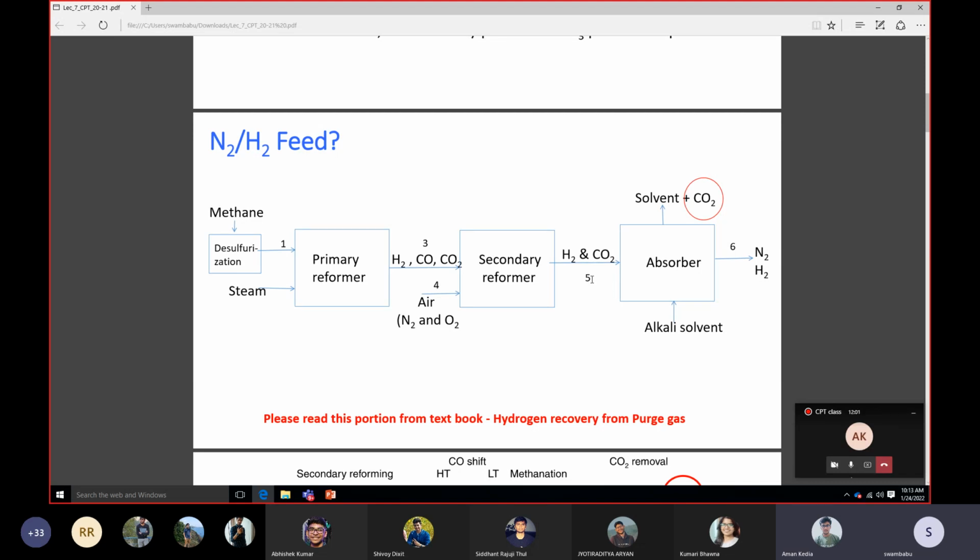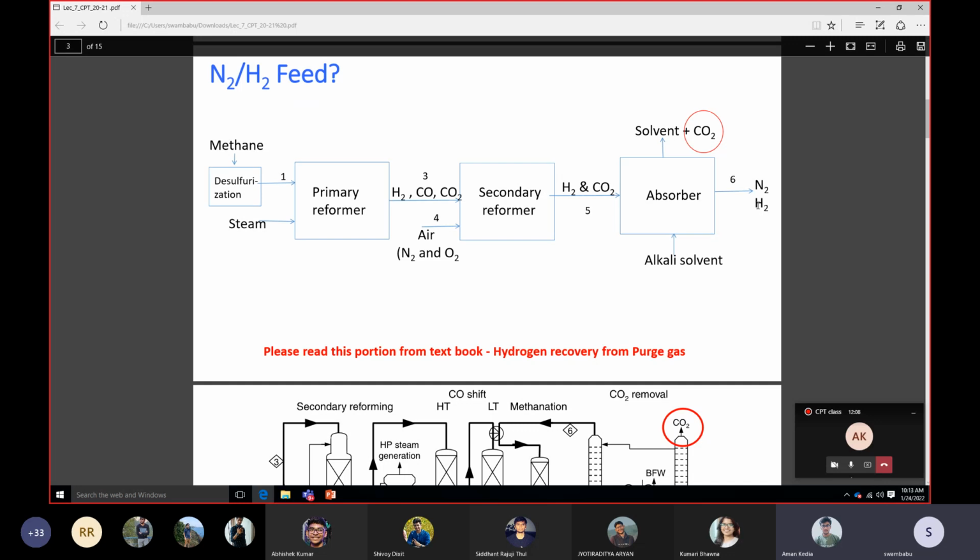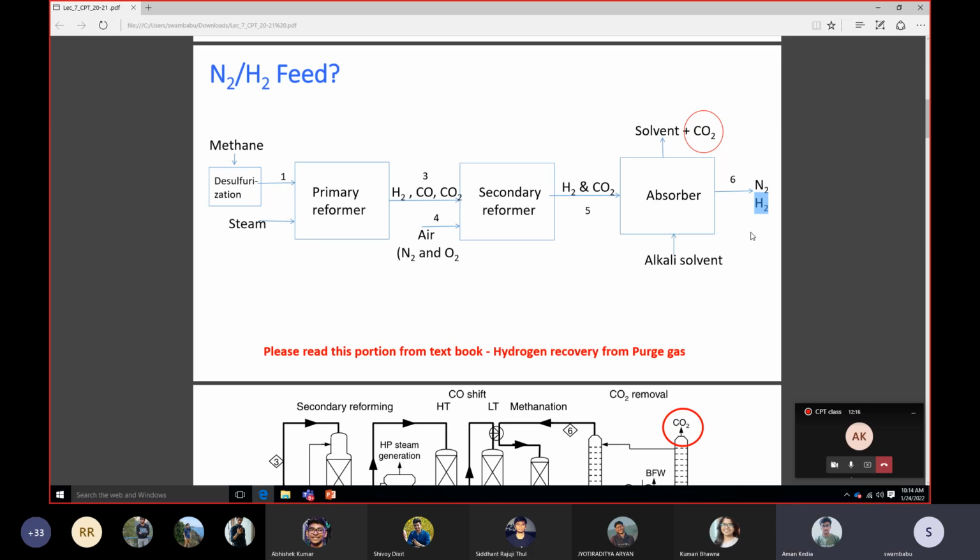Because we can easily recover CO2 from the alkali solvents. So here also, if you want hydrogen gas as a fuel, you can recover this hydrogen from stream 6, because in the current generation, especially in the last 6 months or so, the Government of India is highly focusing on hydrogen fuels.